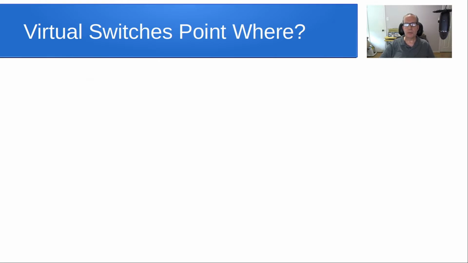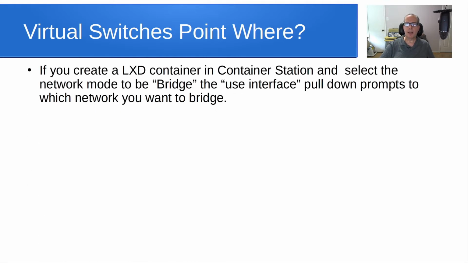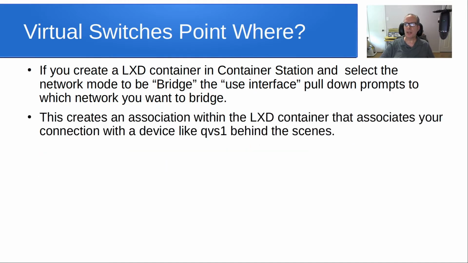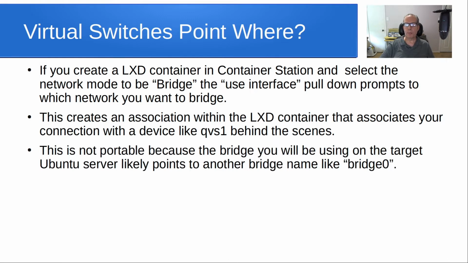So where exactly do virtual switches in QNAP point? Well, if you create a LXD container in Container Station and you select the network mode to be bridge, the use interface pull down points to which network you want to bridge to. And that's exactly what that is, and that's why the network mode there is called bridge. This creates an association within the LXD container that associates your connection with a device like QVS1 behind the scenes. And this is not portable because the bridge that you'll be using on the target Ubuntu server likely points to another bridge name like Bridge 0, and that was an example from my latest video about the cheap self-hosting server.